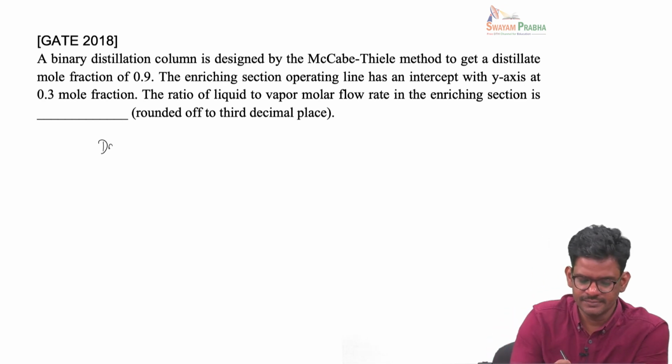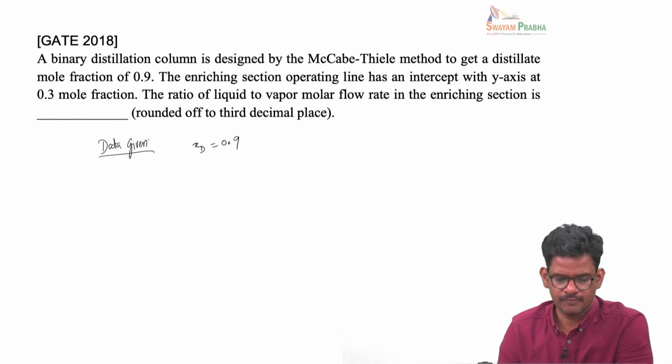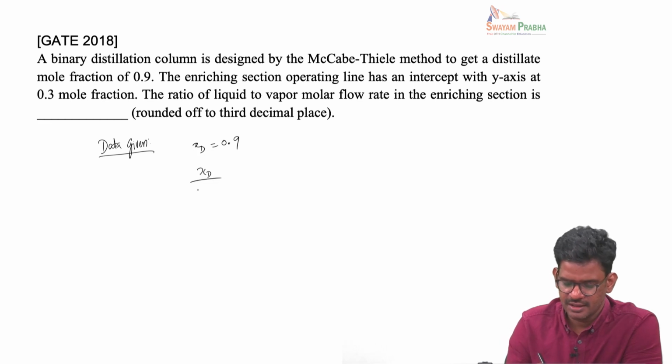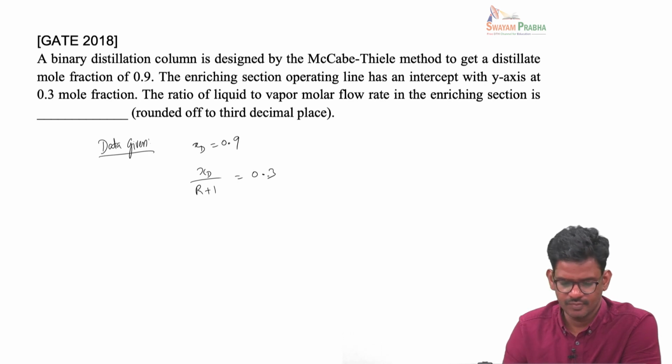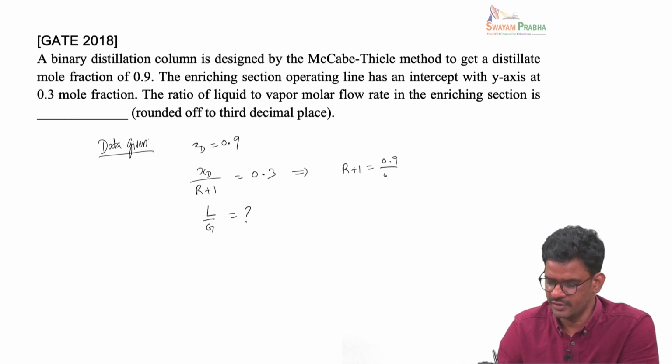So, again data given, XD is 0.9, and the operating line intercept on the y-axis, XD by R plus 1, is given as 0.3, and we need to find the L by G ratio. This is unknown. So, from this data given, we can solve for R. R plus 1 is 0.9 by 0.3. So, R is equal to 2.